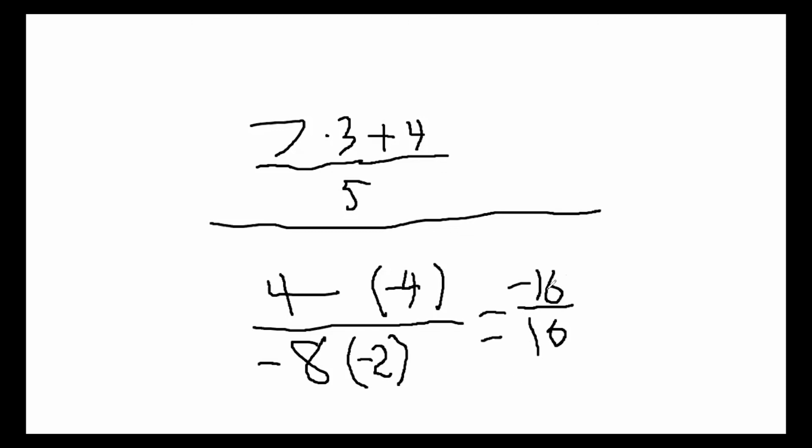So any number divided by itself is always going to be what? Any number divided by itself is always going to be 1. Remember that. And so any number divided by itself is always going to be 1. And because there's only one negative, it's going to be negative, okay?